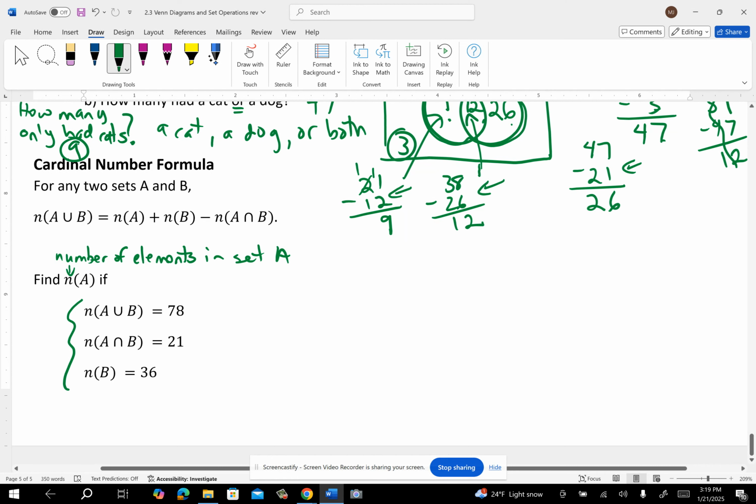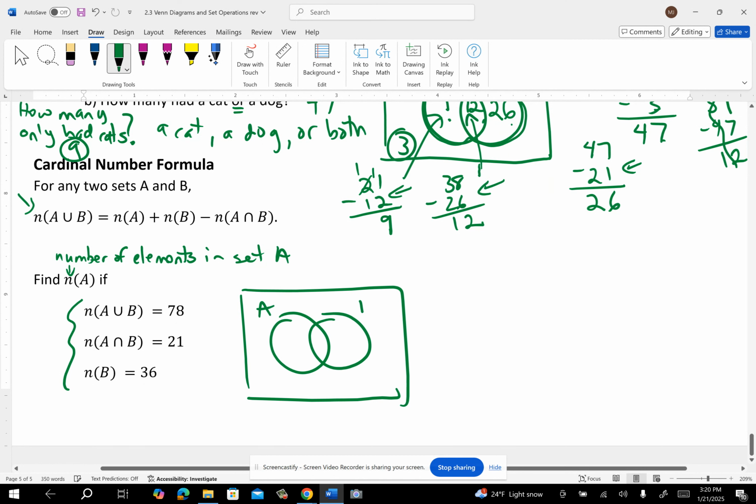So I'm going to do it just without talking about the cardinal number formula, and then I'll show you where the cardinal number formula comes from, and we'll do it that way. So first, without looking at the formula ahead of time, but just thinking about that typical diagram we've been working with, where we have two sets like this. All right, let's see what we can do here. So we know the number of elements in set B is 36. We know the number of elements in A and B, the intersection, would be 21, okay? I know the number of elements in A or B should add up to be 78 all total, okay?